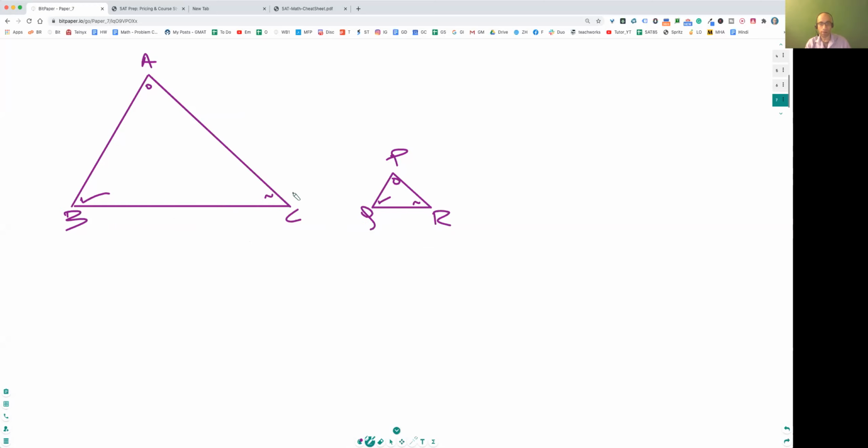So let's try a problem here. Let's say you've got something like 4 and 20, and here you've got 3. So find out what this side is.